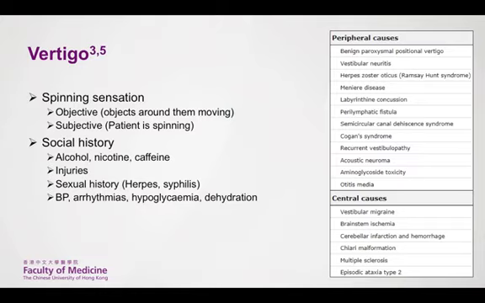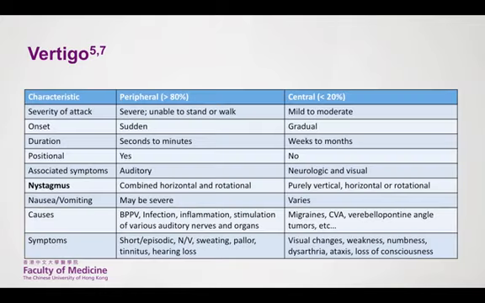Central vertigo occurs in less than 20% of cases and is commonly due to migraines, cerebrovascular disease, or others. Peripheral vertigo occurs more frequently and is primarily due to infection, inflammation, and/or stimulation of various auditory nerves and organs. Typical features of peripheral vertigo include a short or episodic time course, a precipitating factor, sweating, pallor, nausea, or vomiting.